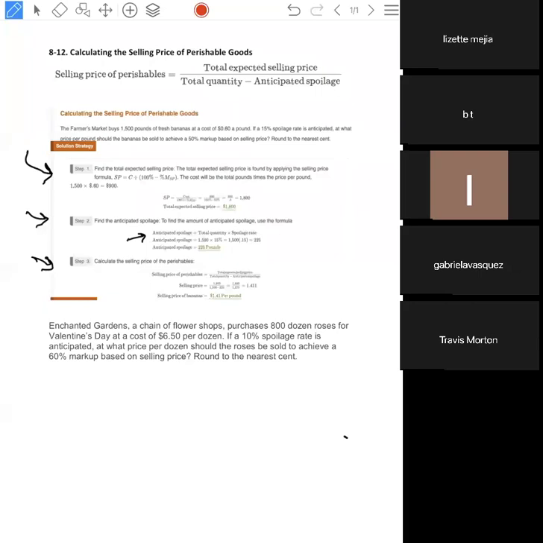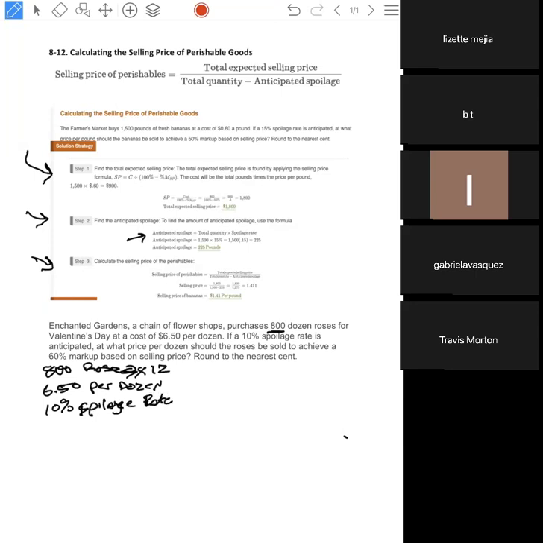There we go. Okay. So a chain of flower shops purchased 800 dozen roses. I'm just going to write these down. 800 dozen roses, and that's a dozen, so each 800 is times 12, for Valentine's Day at a cost of $6.50 per dozen. And they have a 10% spoilage rate. All this will become valuable in a minute.